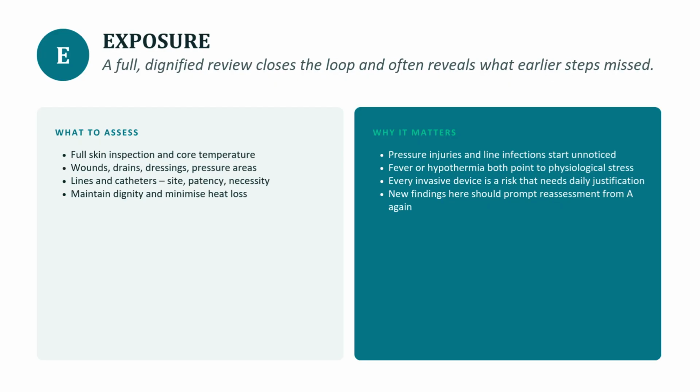And finally, E for exposure. A full and dignified review closes the loop and often reveals what earlier stages have missed. What to assess: full skin inspection and core temperature, particularly important in sepsis and neurological injury. Check wounds, drains, dressings, pressure areas, lines and catheters, ensure site, patency, necessity.